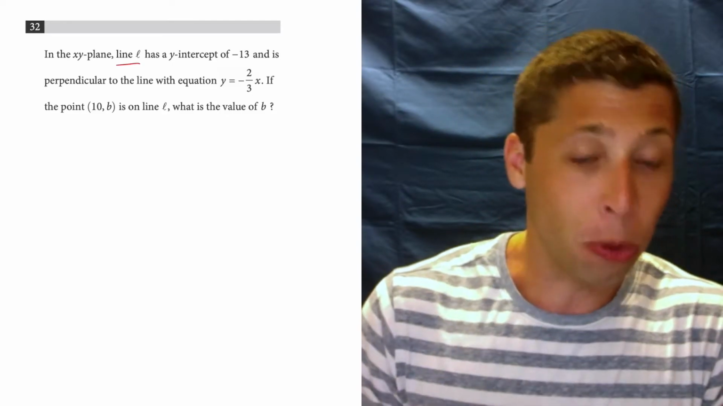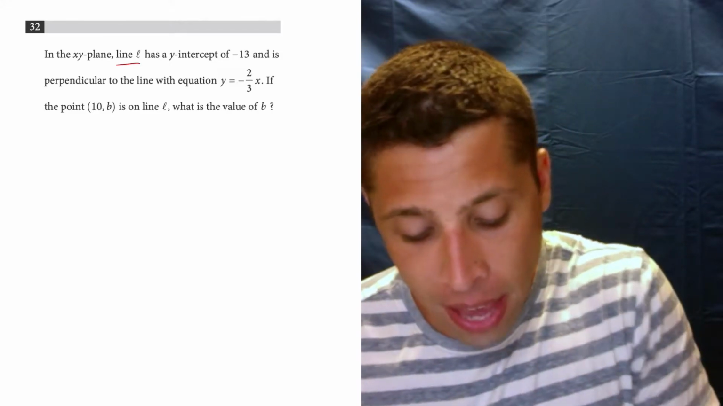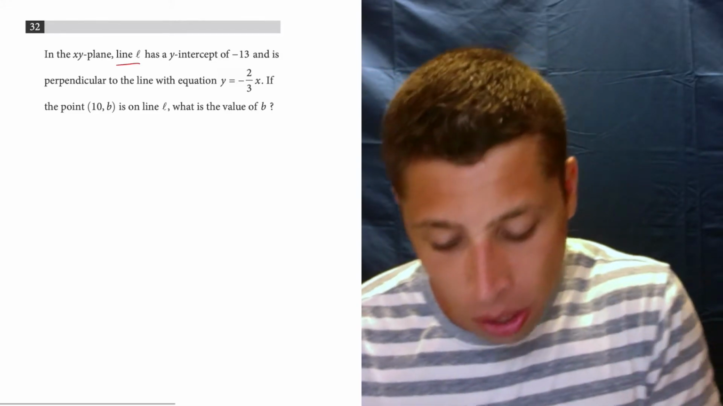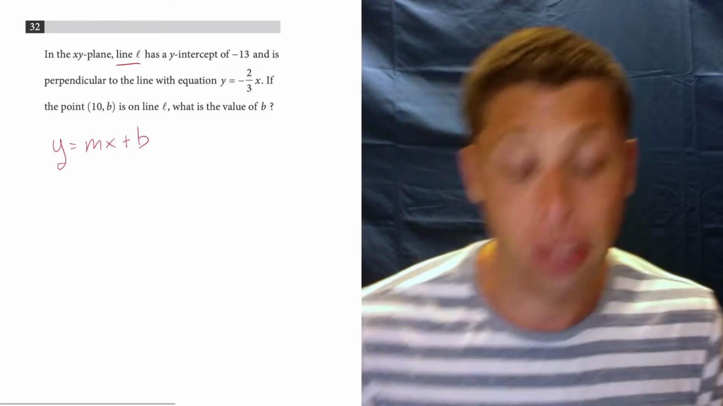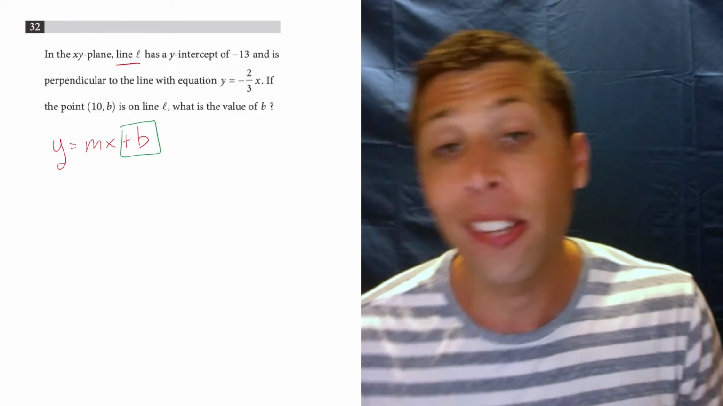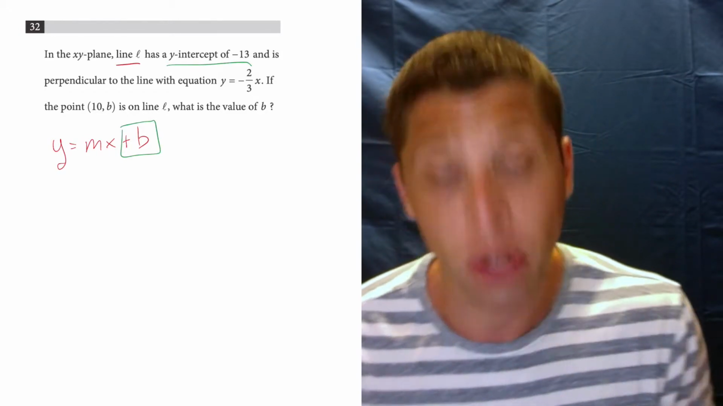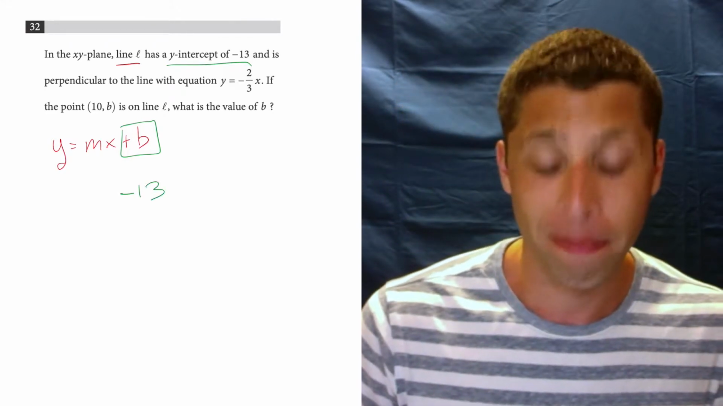But if you know the rules, which you should because they come up very often on the SAT, then we are in good shape. Because we know that we're going to need a line with an equation y equals mx plus b. And we know that the b is the y-intercept, which we are told is negative 13. So that can go in that spot.